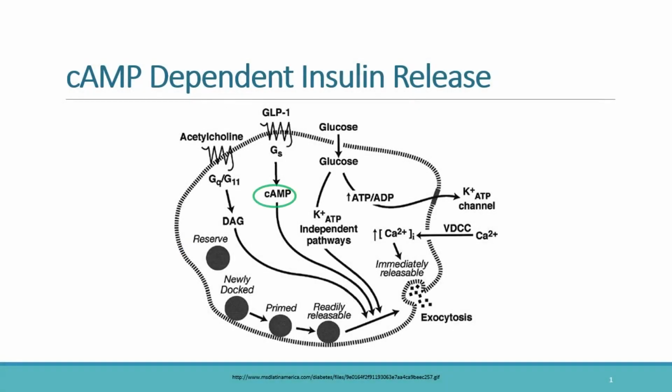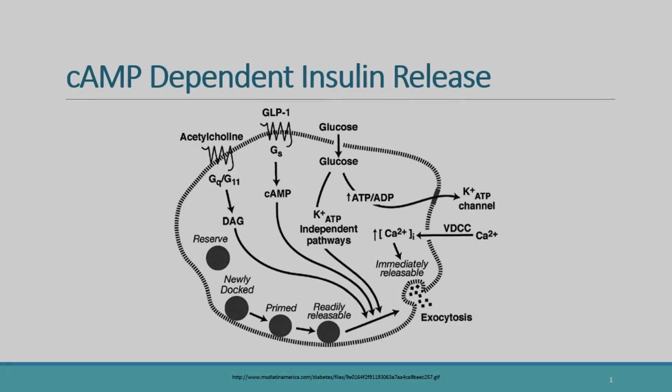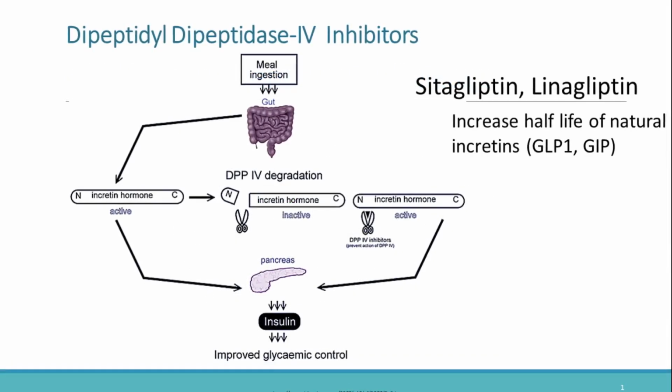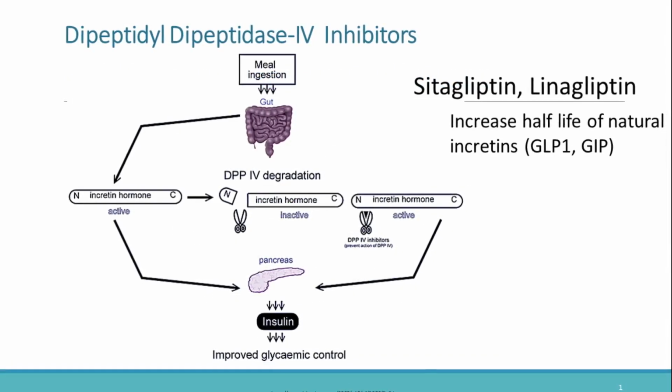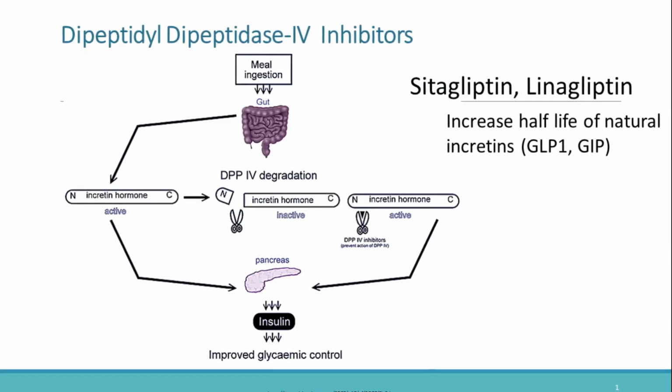The GLP-1 effect is glucose-dependent in that the insulin release is more pronounced when glucose levels are elevated but less so when glucose levels are normal. For this reason, GLP-1 has a lower risk for hypoglycemia than the sulfonylureas. As mentioned previously, GLP-1 is rapidly degraded by dipeptidyl peptidase 4, DPP4.